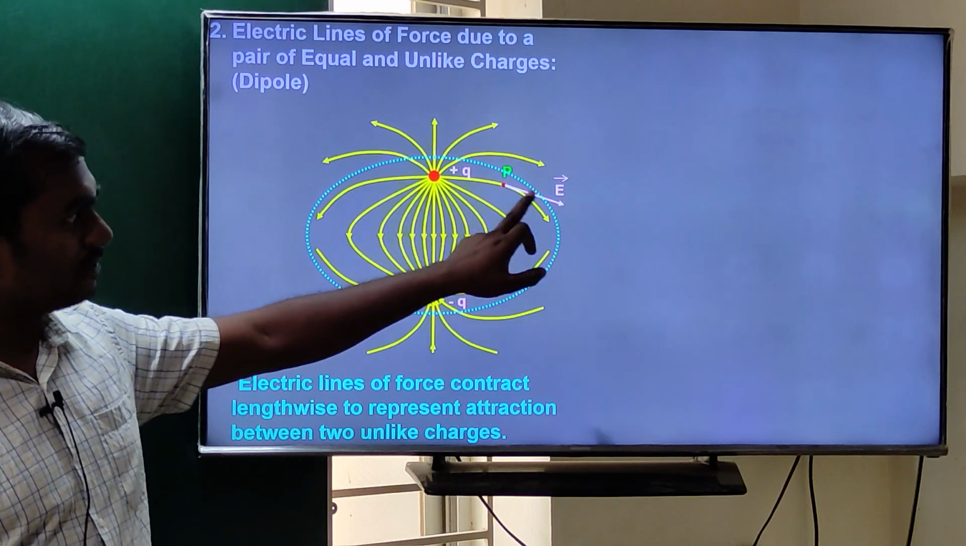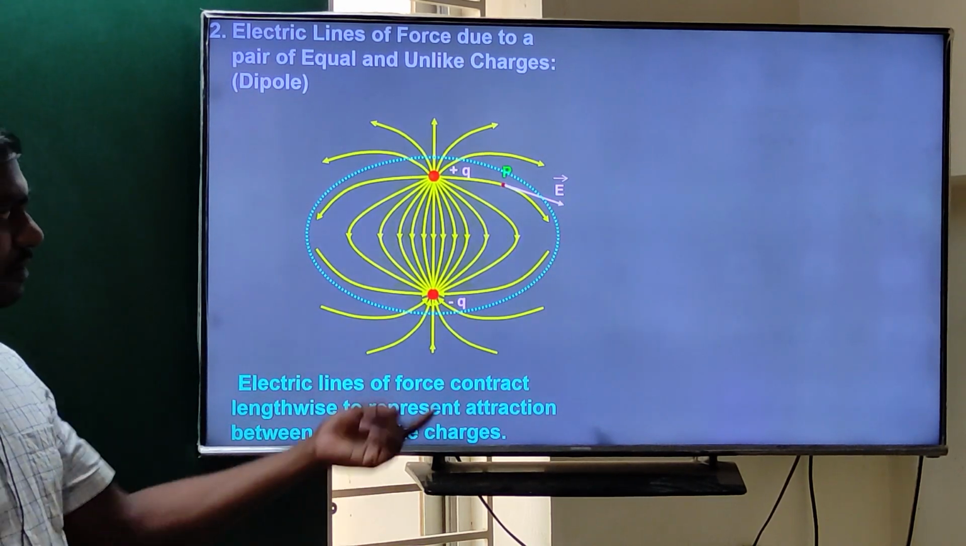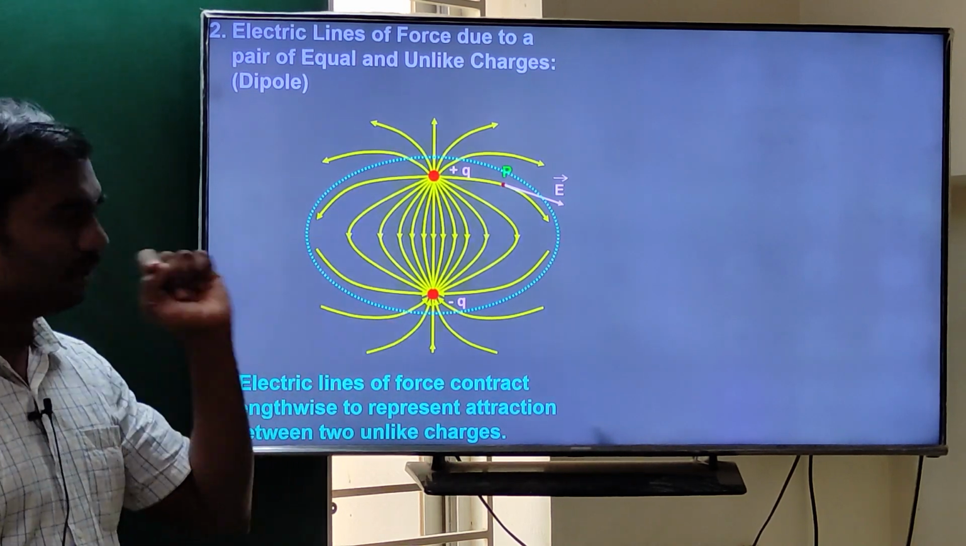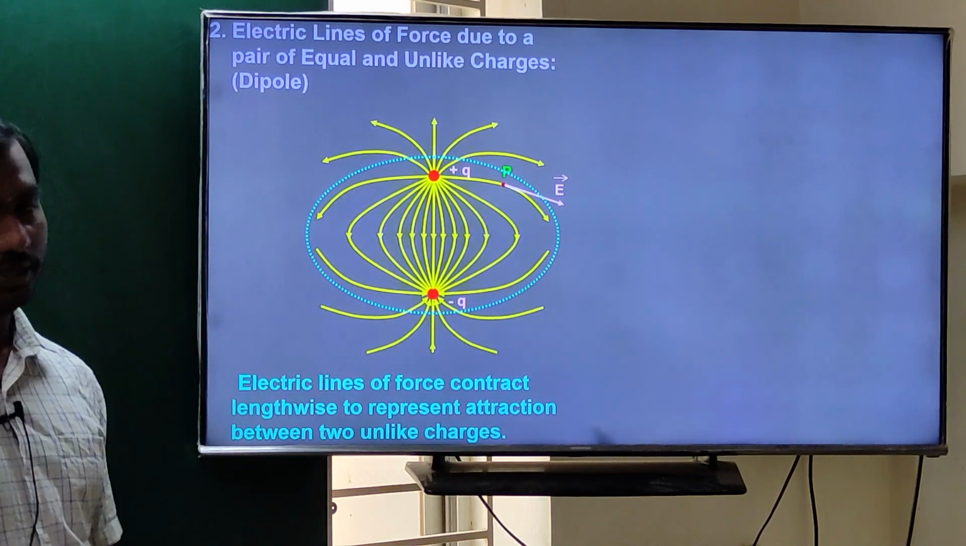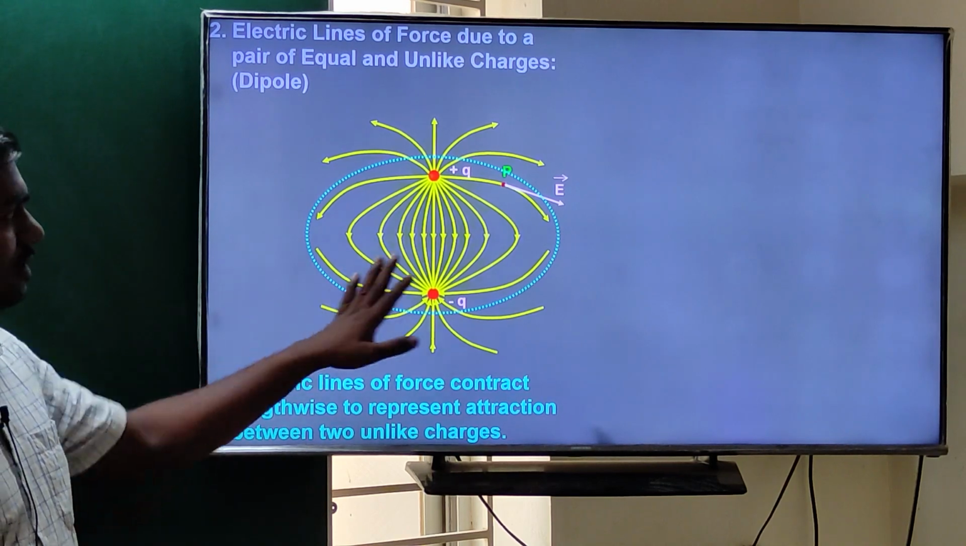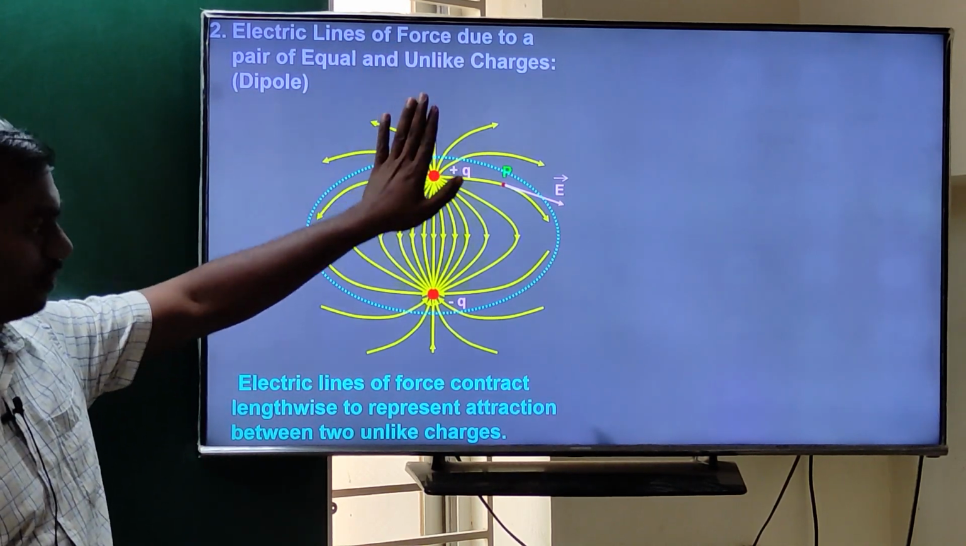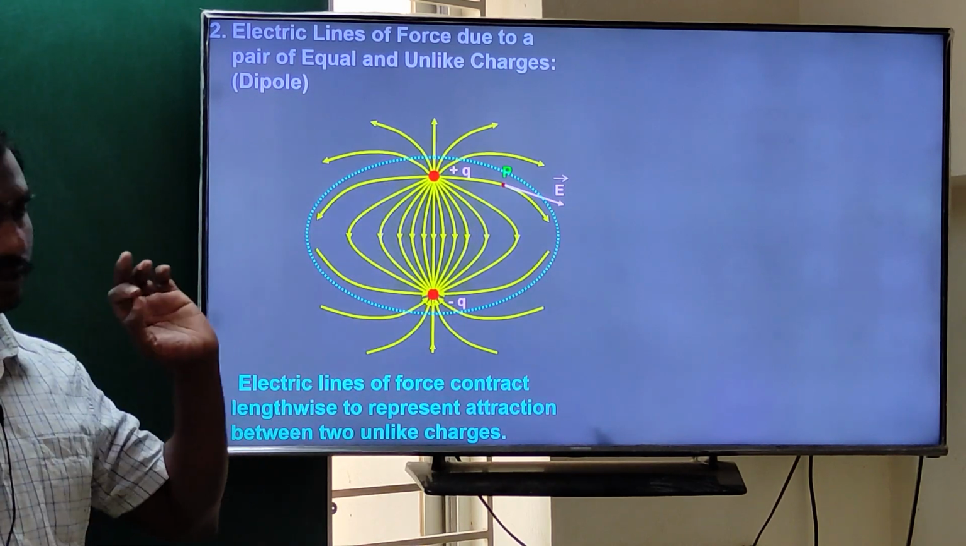The electric field is a vector quantity. The direction of this field vector we can get just by drawing the tangent at any point. At any point we can get the direction of electric field lines. This is the representation of electric field lines of force due to unlike charges.